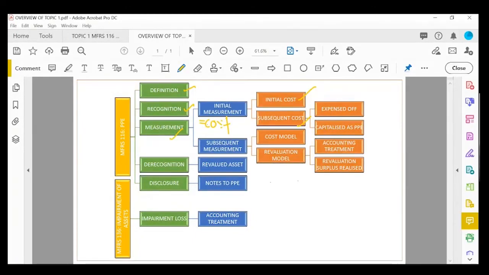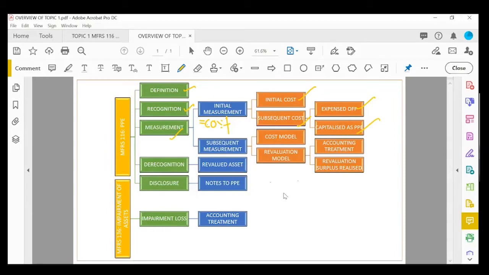Subsequent costs are the additional costs that you incur. But for subsequent costs, there are issues involved here. The main issue is either to expense off the cost or to capitalize the cost as PPE, meaning to add the cost to the existing carrying amount. Next, we are moving to subsequent measurement. Subsequent measurement deals with the cost that you already recorded in your books of account.